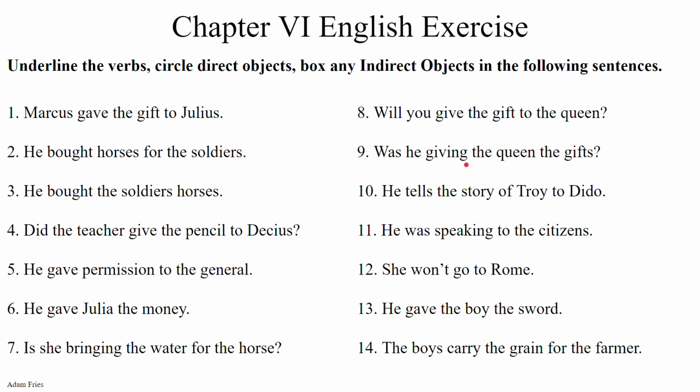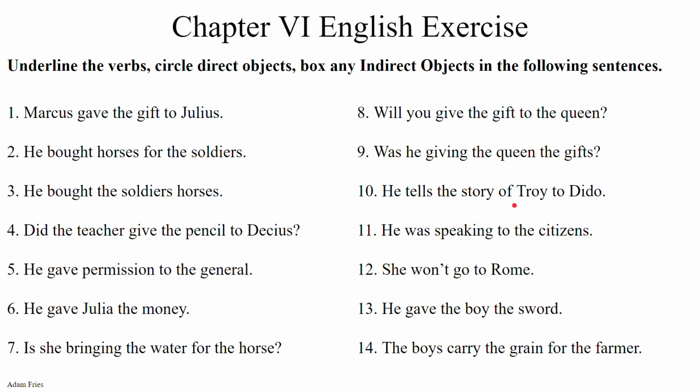10. He tells the story of Troy to Dido. So the verb is tells. What does he tell? He tells the story. Now we have a genitive of possession, the story of Troy, and it goes to Dido. The direct object story goes to the indirect object Dido. So Dido gets the story, the direct object. Dido, to Dido, dative indirect object.